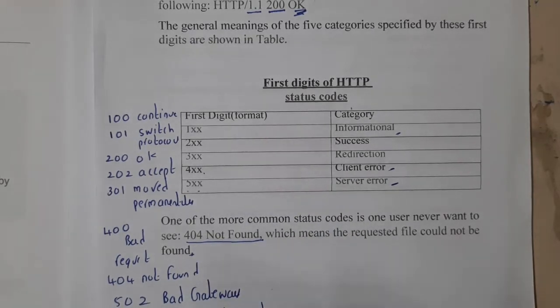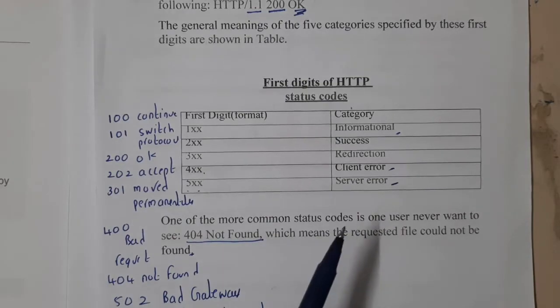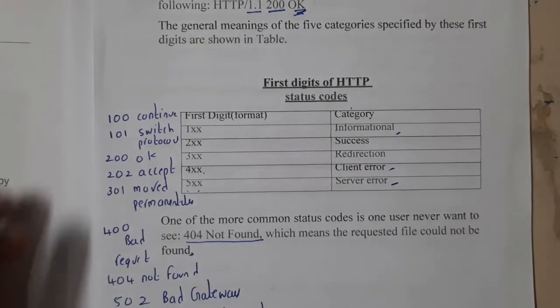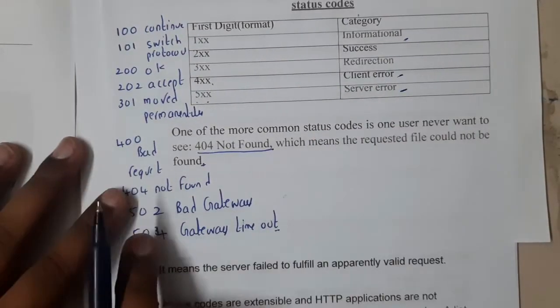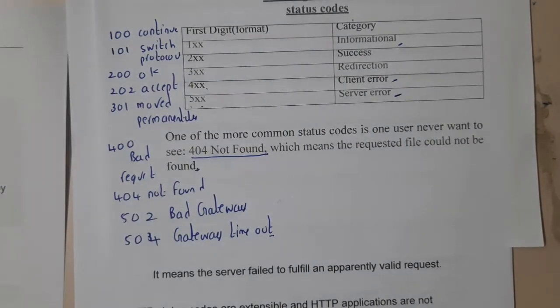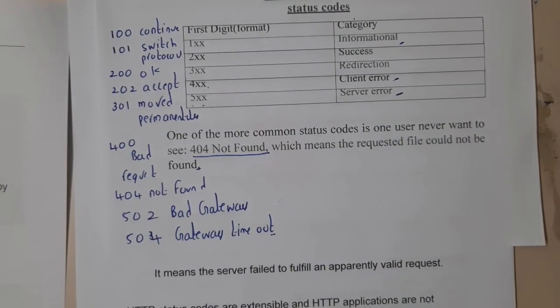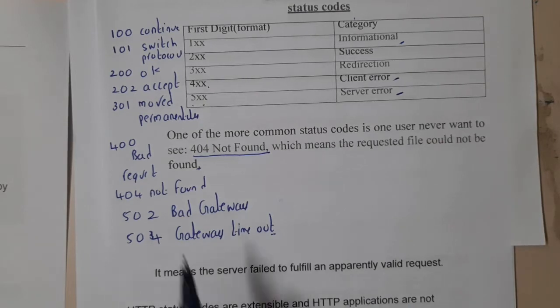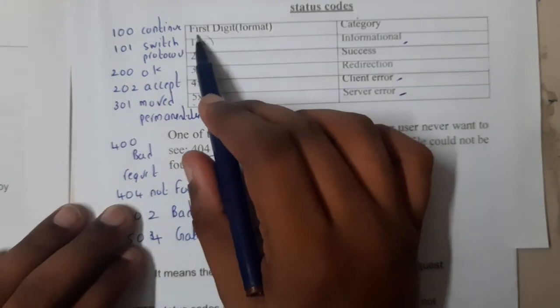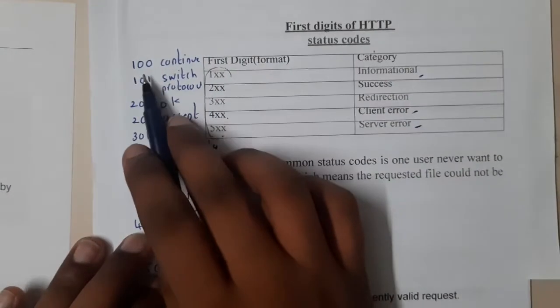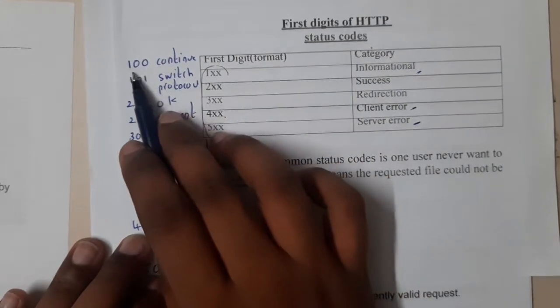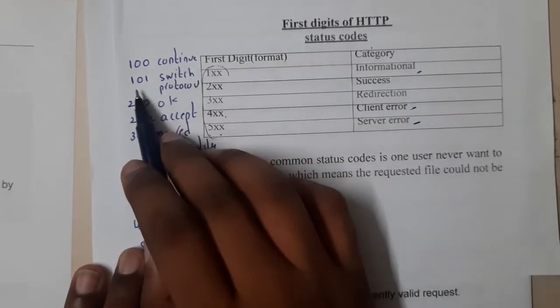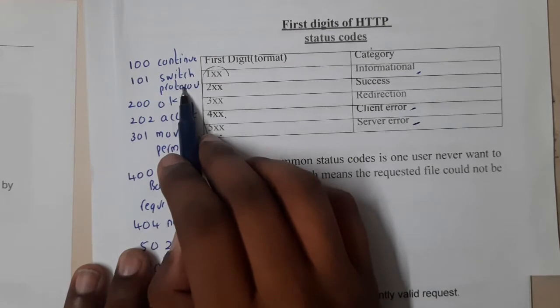I also know that you didn't understand anything from this table, so I wrote some examples here. If I say 404, you have observed this in most websites. Whenever there is any kind of issue on your side, you will see page not found, 404 error. These are just the short codes. For example, in 1xx, 100 is continue, and 101 is switch protocol.